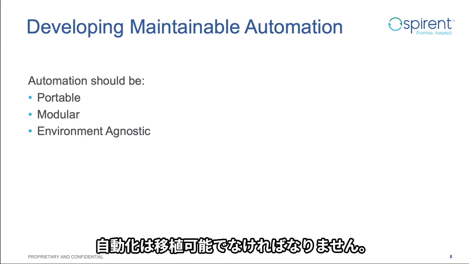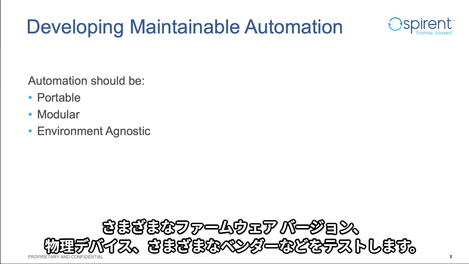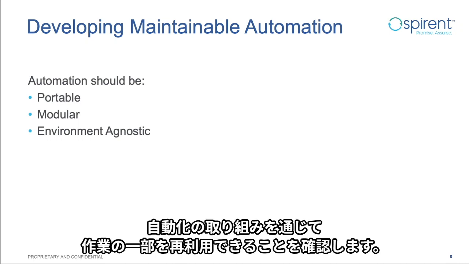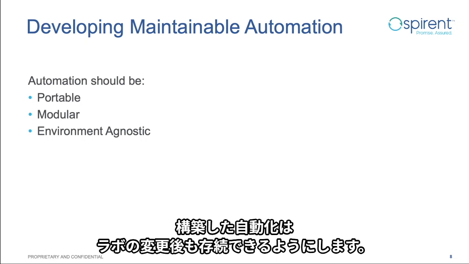Your automation should be portable. Make sure you can reuse your automation to test different firmware versions, physical devices, different vendors, etc. It should be modular. Make sure you can reuse pieces of your work throughout your automation efforts. And it should be environment agnostic. Build your automation so that it can live through changes to your lab.